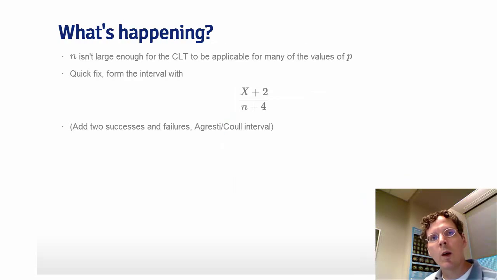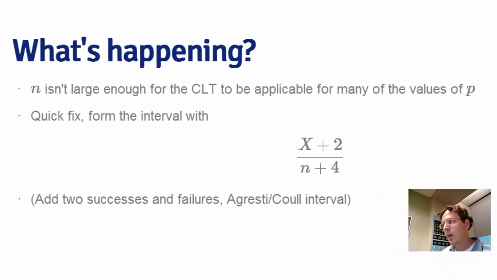So I'll give you a quick fix to address this problem for smaller values of n. The quick fix is to simply take your number of successes, x, and add 2, and your number of failures, and also add 2, so that your p hat is now x plus 2 over n plus 4. So adding 2 successes and 2 failures. Then you just churn through the confidence interval procedure as normal, but with this new sample proportion that's been shrunk towards 0.5 a little bit. This is called the Agresti-Coull interval, and in a minute we'll show you how it performs a little bit better.